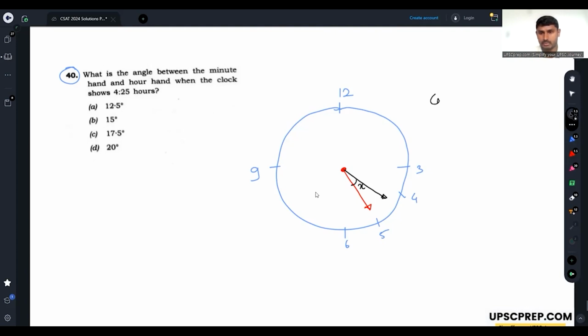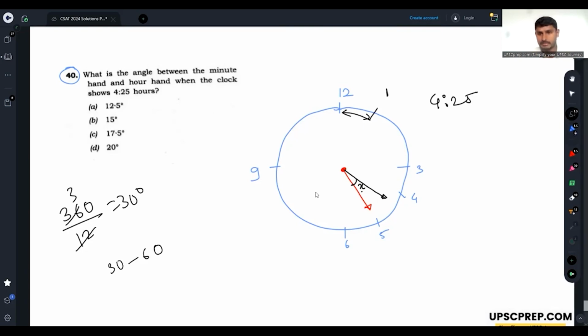The time is 4:25 now. Okay, so you know this, right? जैसे कि 12 और 1 के बीच में the angle is 30 degrees. So how have we got 30 degrees? 360 divided by 12. So this is 30 degrees, right? So we have to find out the fraction of 30 degrees, which is x here. Okay, so this 30 degrees is covered in 60 minutes, right? 30 degrees is covered in 60 minutes.